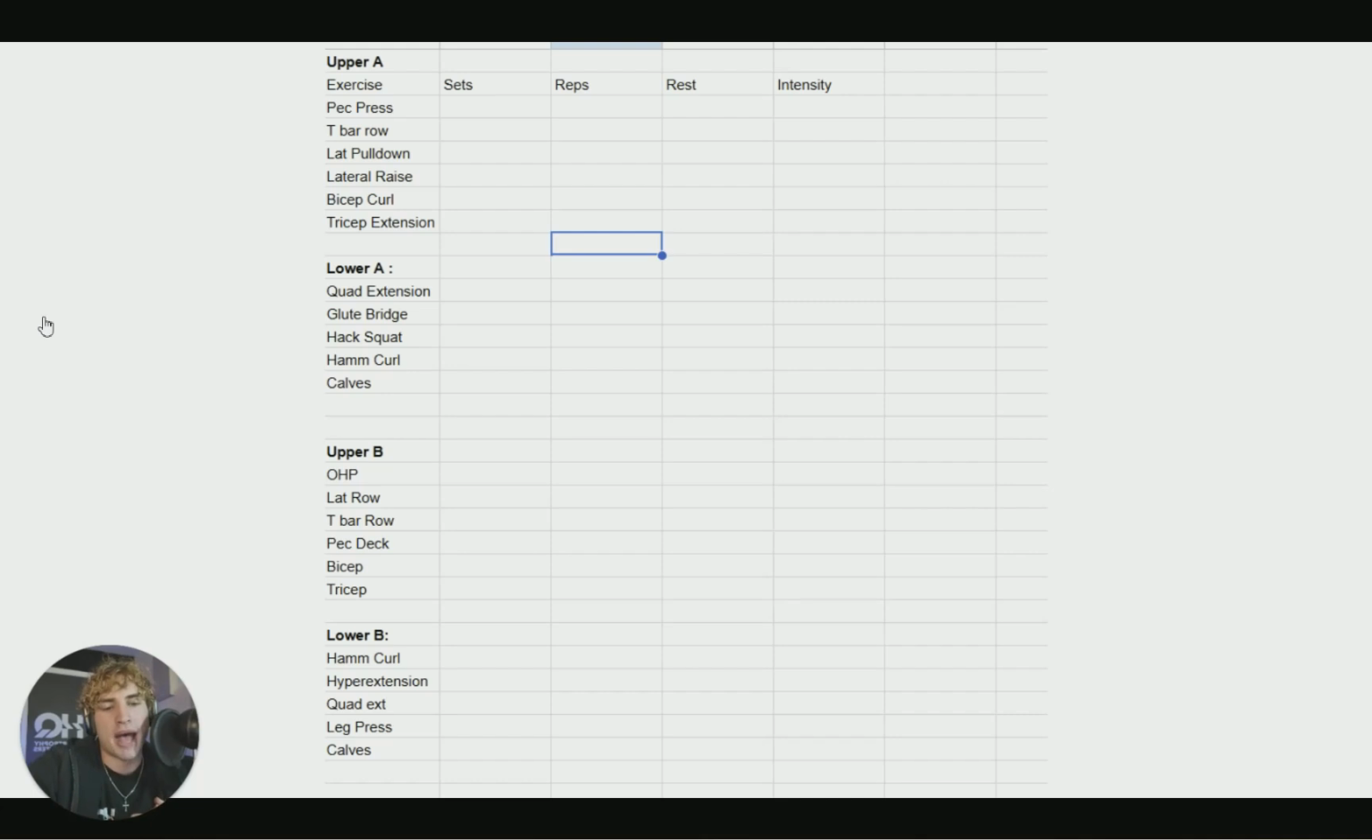T-bar row, upper back. Why? Arms are flared out, abducted, you're pulling back. It's going to be an upper back movement. Lat pulldown, adduction in the frontal plane. Boom. It's going to work the lats. What do the lats do? They bring the arm closer to the body, whether you're in the sagittal plane or the frontal plane. Bring the arm closer to the body.